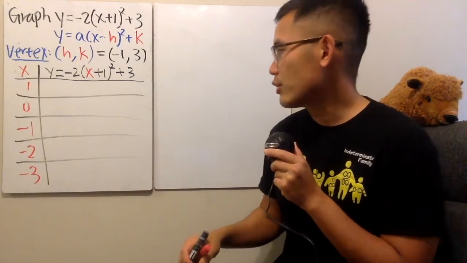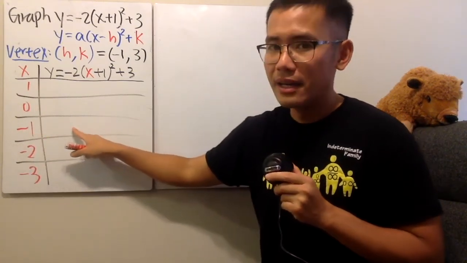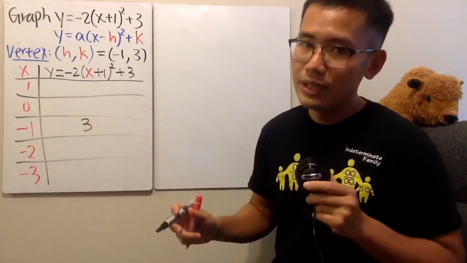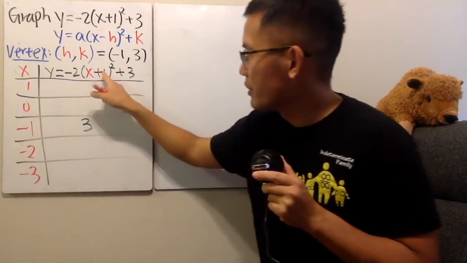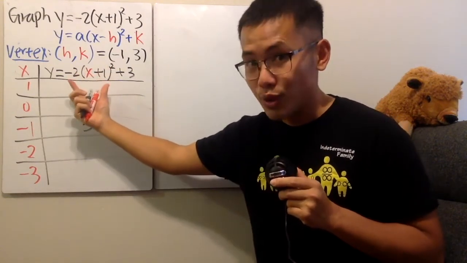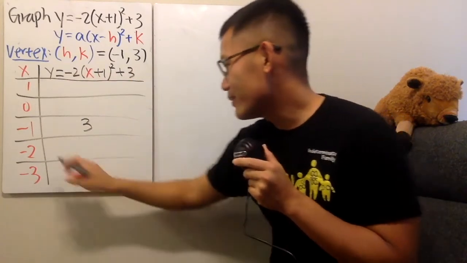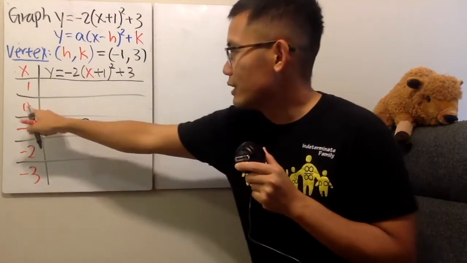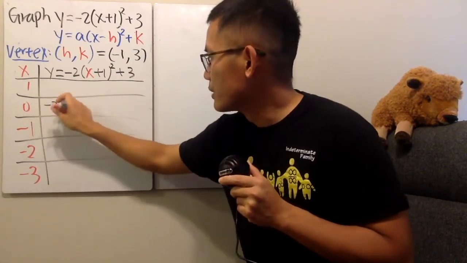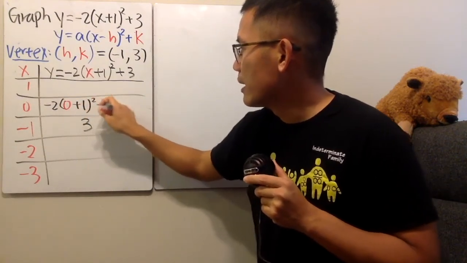Now, of course, let's just go ahead and plug in numbers. This is actually easy because we have the answer right here already. If you would like, you can still put the -1 in here. -1 plus 1 is 0. This part will give you 0. And then plus 3, you get 3. Very nice. Anyway though, let's do this. We'll actually do this, it's easier. You put 0 in here. So the y is -2 times 0 plus 1 square and then plus 3.